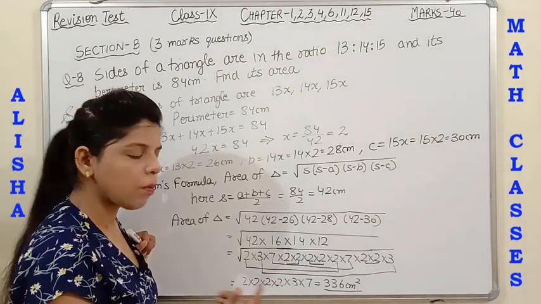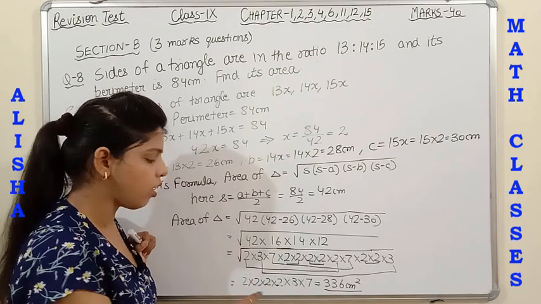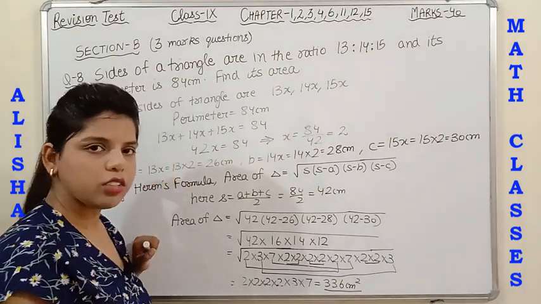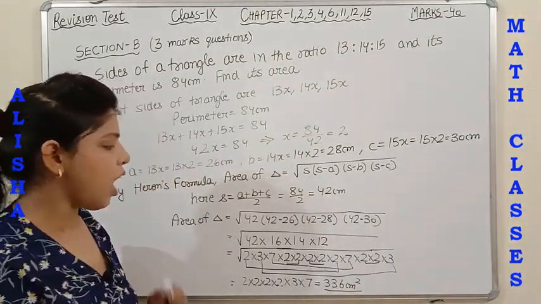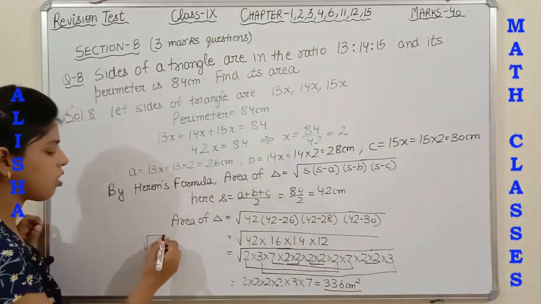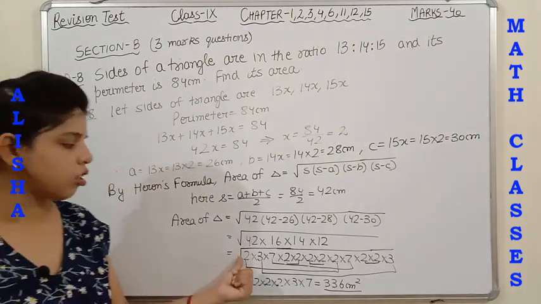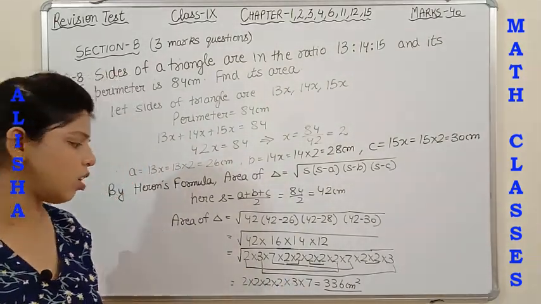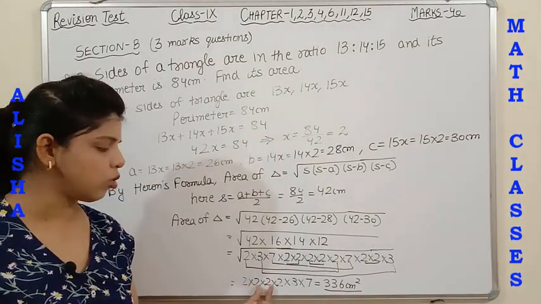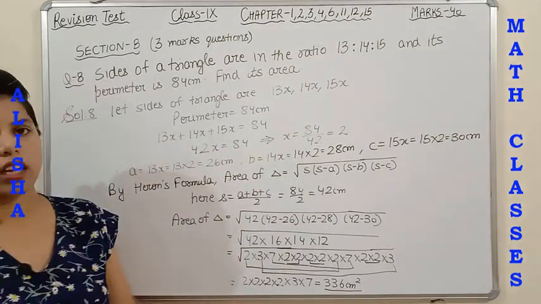Similarly, you will count how many 3s are there. 1, 2. So there are 2 threes. So out of the square root, only 1 three will come. Similarly, there are 2 sevens. So out of the square root, only 1 seven will come. And there will be nothing left over in this square root. So the square root of nothing left becomes 1, and the square root of 1 is equal to 1. So the square root is removed. We don't need to write down the square root. Just multiply all these numbers, 2 into 2 into 2 into 2 into 3 into 7, we get 336 centimeters square. So this is the area of the triangle. Please note down.